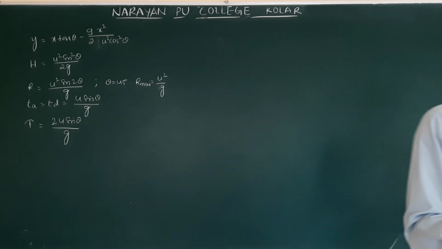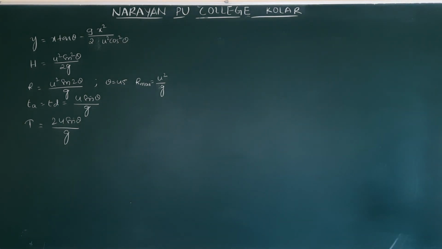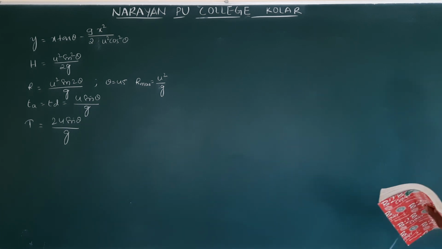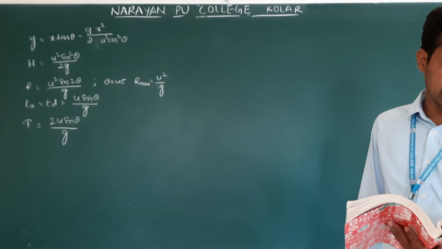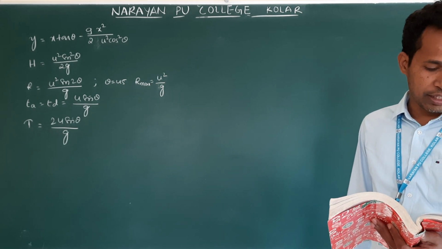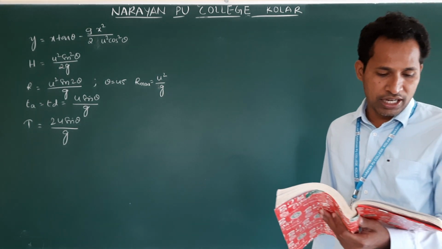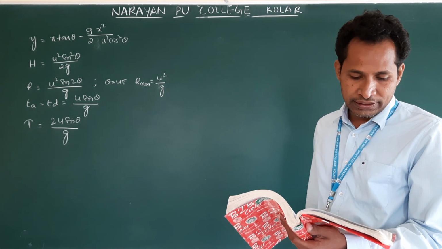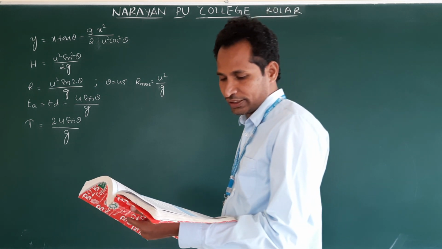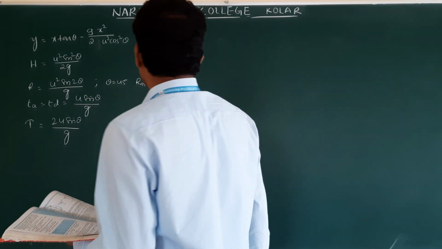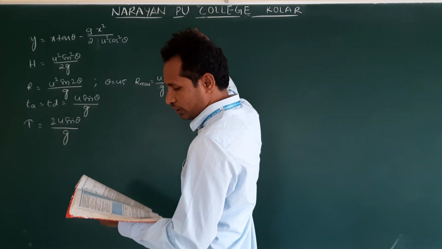Example problem 4.9. A cricket ball is thrown at a speed of 28 meter per second in a direction 30 degree above the horizontal. Calculate maximum height, time taken by the ball to return to the same level, the distance from the thrower to the point where the ball returns to the same level. Okay, this is 4.9.